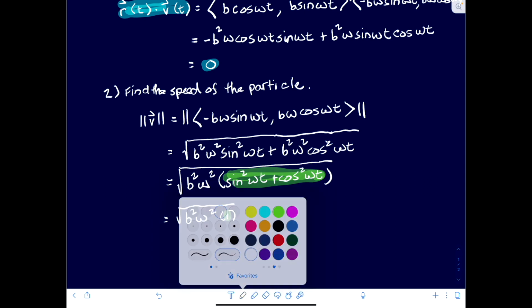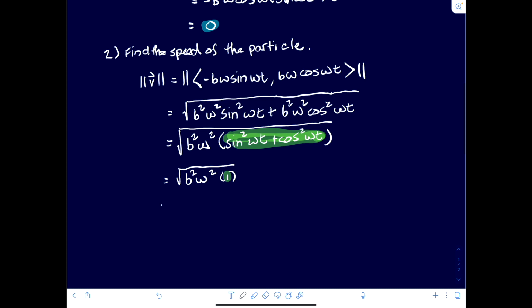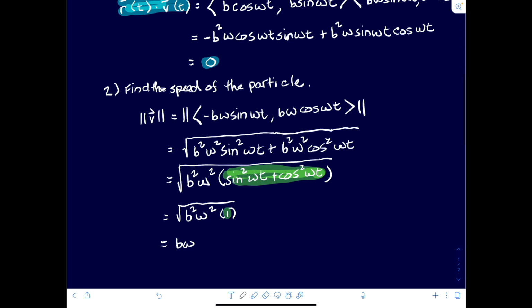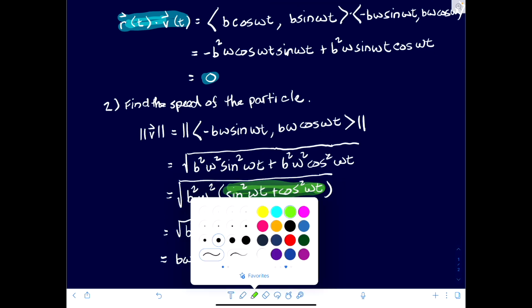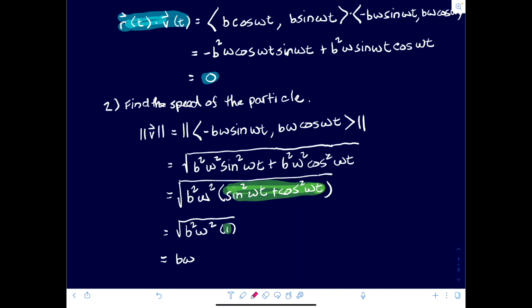All right, so we will have our speed is b times omega. And b and omega are constants, and so the absolute value of our constant will just be the positive. So we're not going to go in a negative speed. All right. So this is the solution for finding the speed of the particle.